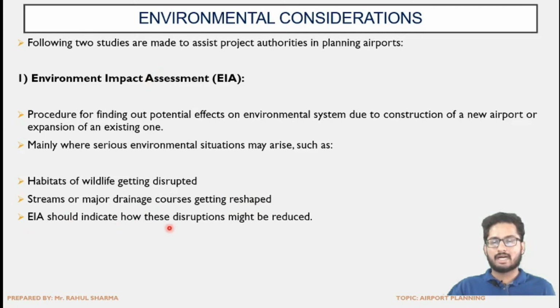EIA should indicate how these disruptions might be reduced. If wildlife habitat is getting disrupted, or if a natural stream is getting reshaped, then the EIA report has to reflect how that effect would be reduced or mitigated. So that is regarding the EIA.